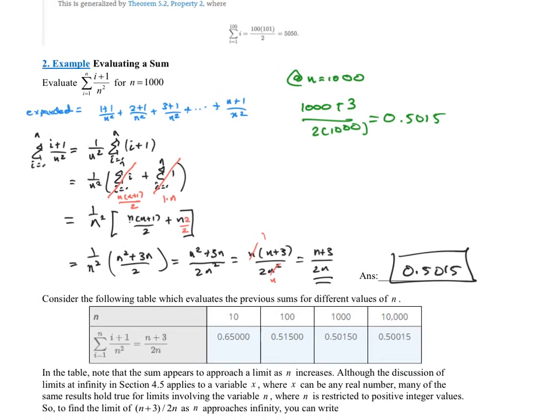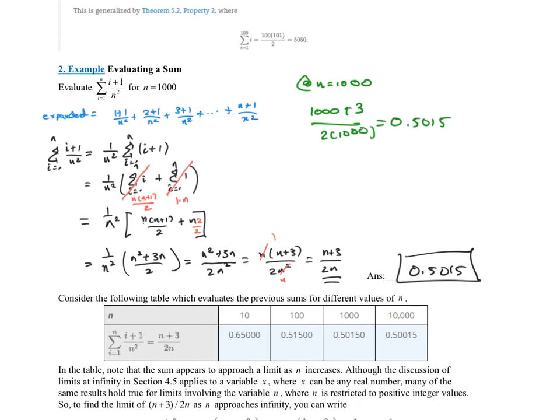So rather than adding up 1,000 terms, which would take forever, all we had to do was a little bit of math, a little bit of algebra, a substitution for these two rules that we know, I and a constant, and then we were able to come up with the closed form formula and then just plug in the n.